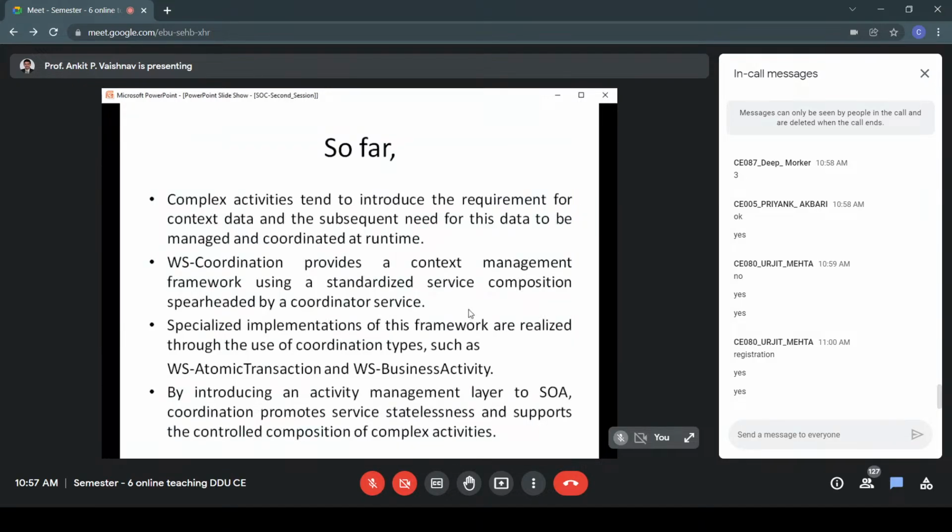Okay, so this is the summary slide. I'll be posting the slides right away after this lecture, so you can just refer to them. This is the summary of what we have seen in coordination.